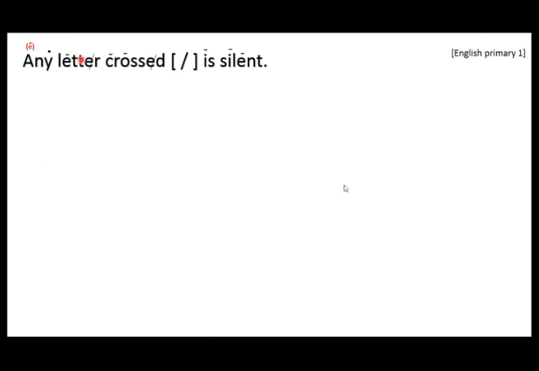Now, any letter crossed like this with this stroke on top is silent. That means you should not pronounce it. For example, letter A, we have 8. E is crossed, so 8. We will not say 80. No, this is 8. Ant, ant. All, all.